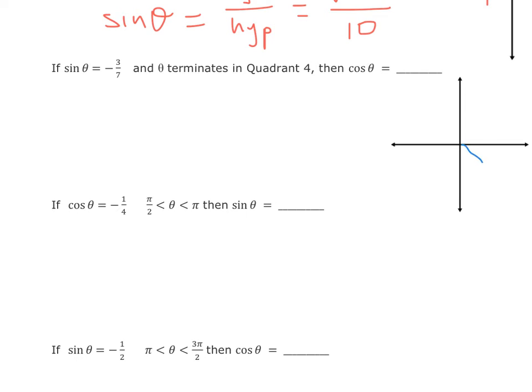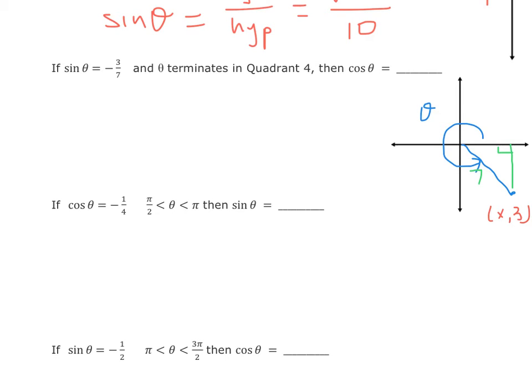Next one, we have sine theta is negative 3/7, and theta terminates in quadrant 4. Drawing that angle, here's our terminal side in quadrant 4. There's theta. We can label the point. We do not know x, but we know that y is 3. And if we put a side to the x-axis, we get that right triangle, and we can label the hypotenuse as 7.